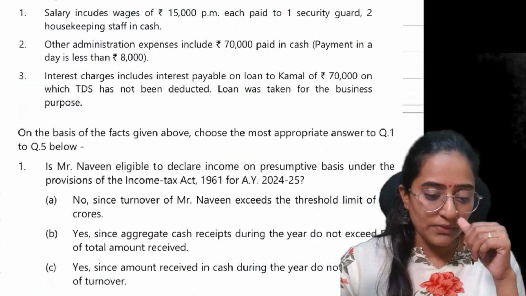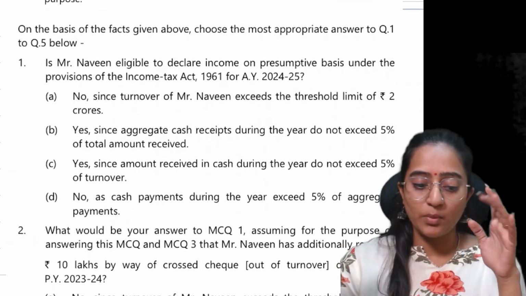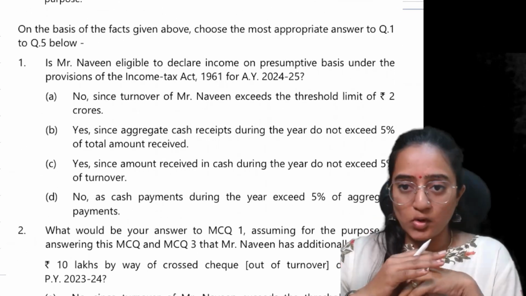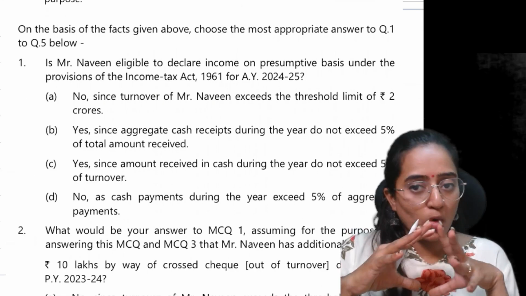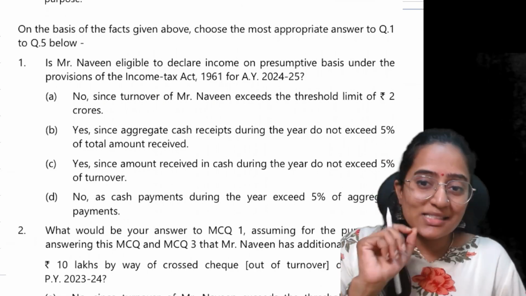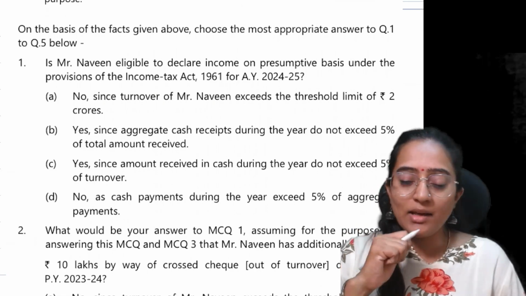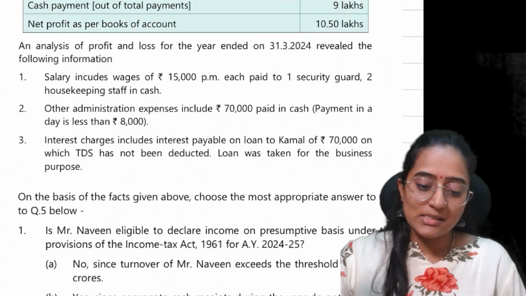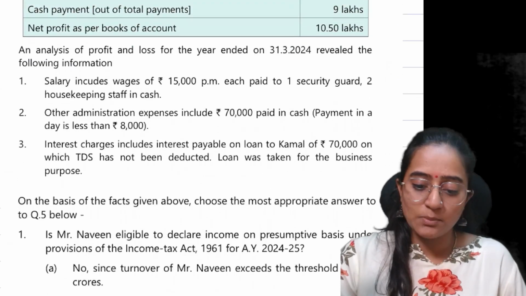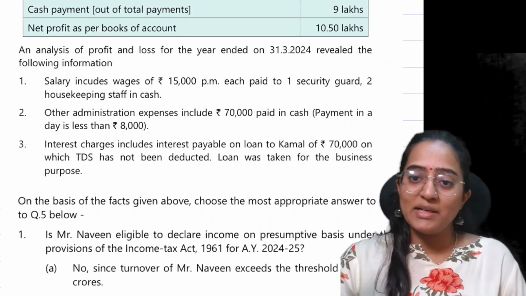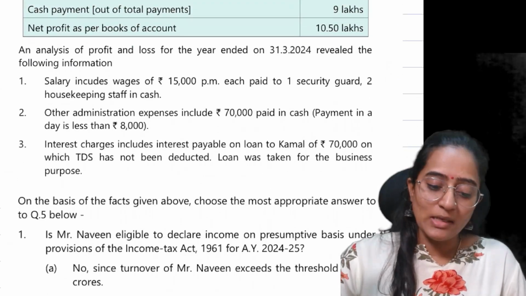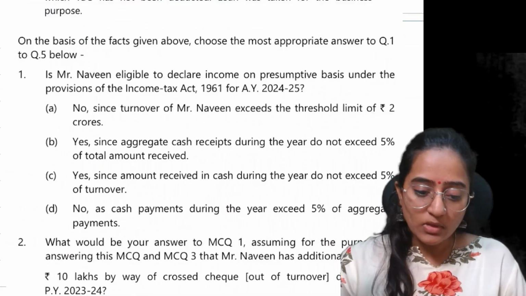First of all, what have they told? They have given information about the turnover and the profit and loss, and also certain disallowances need to be added back, and this information has been provided. Certain expenses have to be allowed. So let's look into the first question.